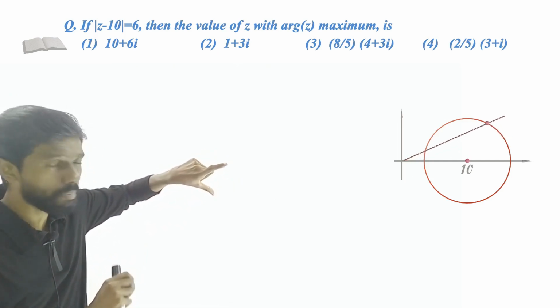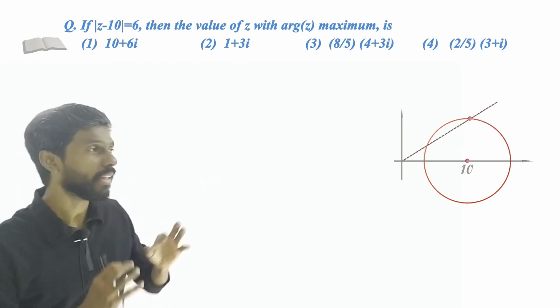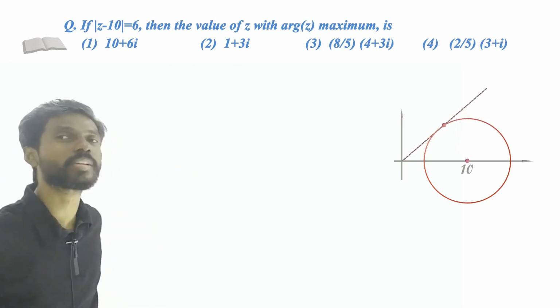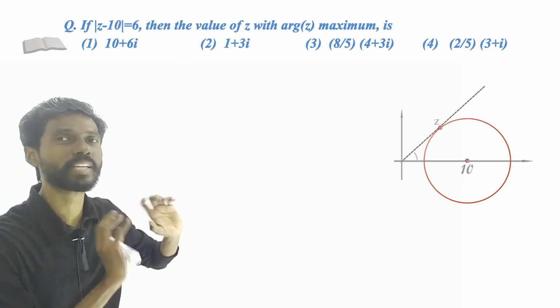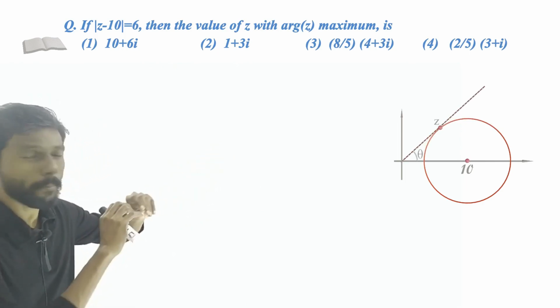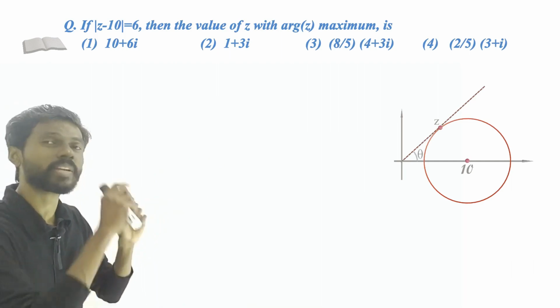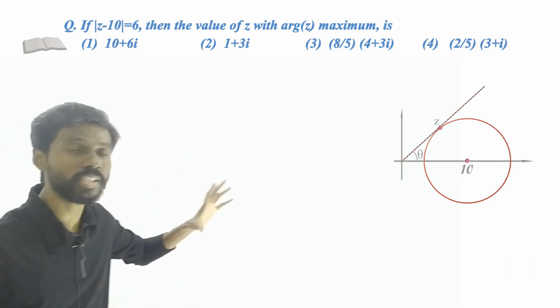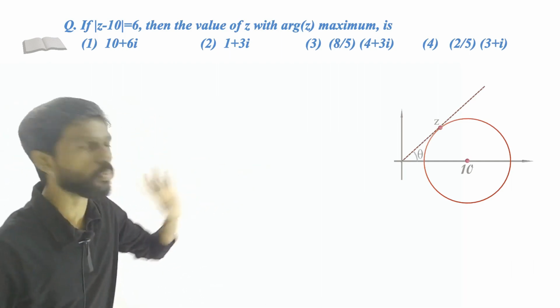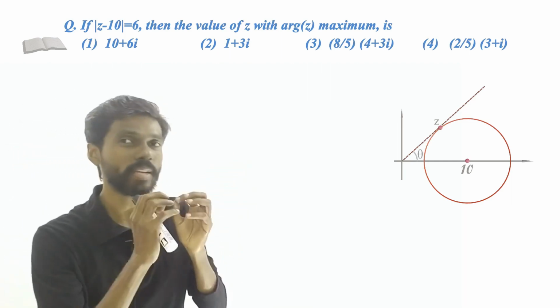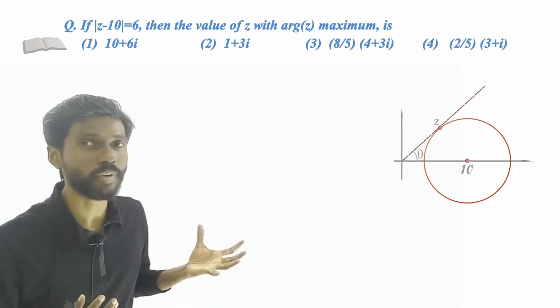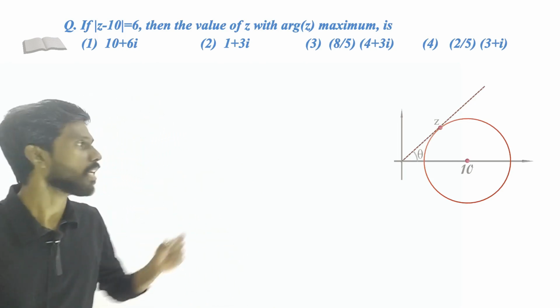So the maximum angle is when that line is a tangent to the circle. If you increase it further, there is no contact with the circle, because no value of z satisfies that. So for the maximum argument, that line becomes a tangent to the circle. That means that point is what we need to find. If you draw a tangent from the origin to that circle, the point of contact is what we need to find. So how do we find it?